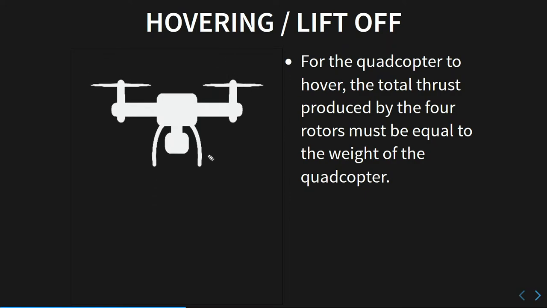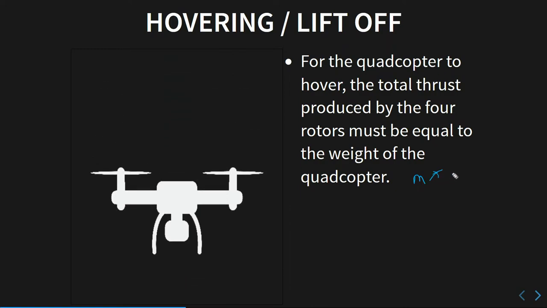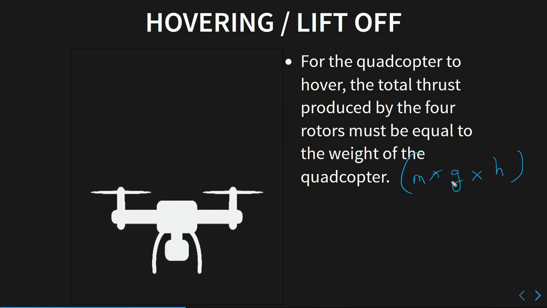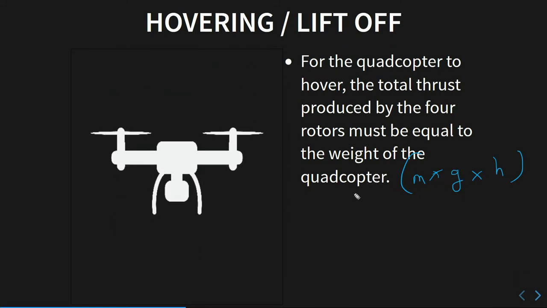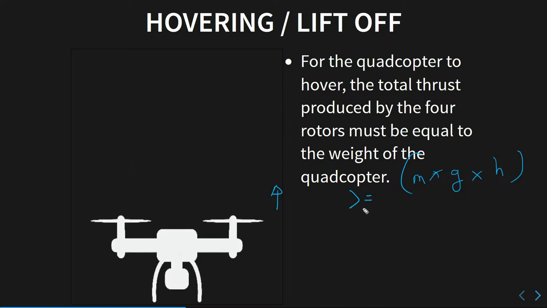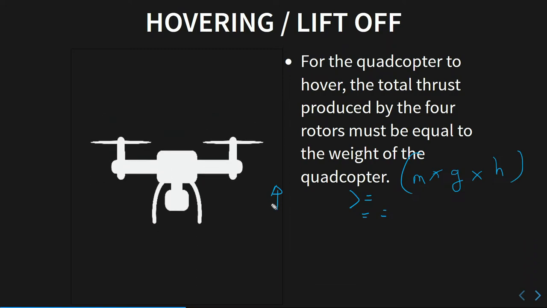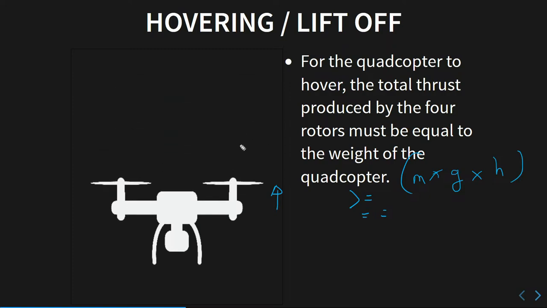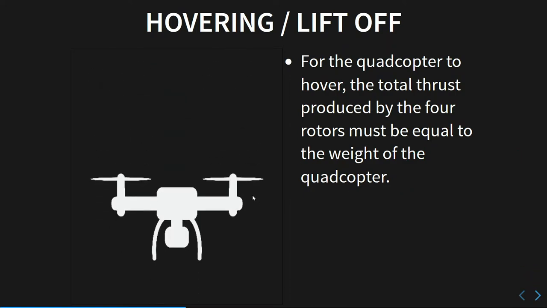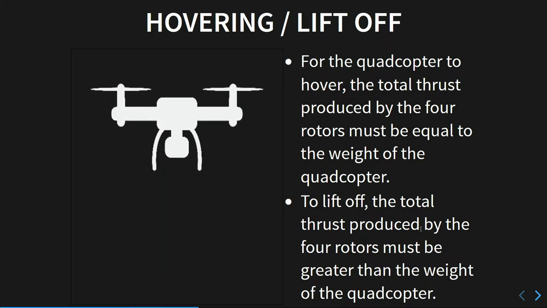to hover, and if the quadcopter has a particular mass, basically the potential energy is the weight of the quadcopter multiplied by the gravitational force multiplied by the height; this is the potential energy of the quadcopter at any given height. The force moving the quadcopter should be either greater than or equal to the weight. So in a hover condition, you might want it to be equal, but if you want it to fly, it needs to be greater than the weight. And that's what you want the quadcopter to do, and this is generated by the propellers. So to lift off, the total thrust produced by the four rotors must be greater than the weight of the quadcopter.